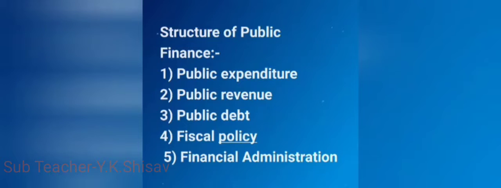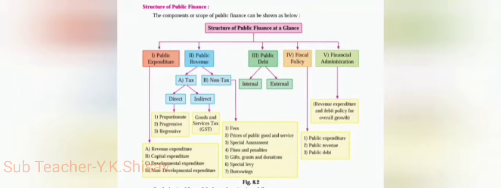So students, we see the structure of public finance. There are some components of the structure of public finance. First component is public expenditure, second is public revenue, third is public debt, fourth is fiscal policies, and last one is financial administration.